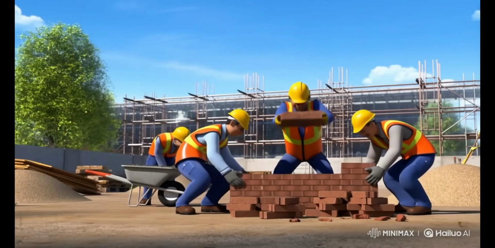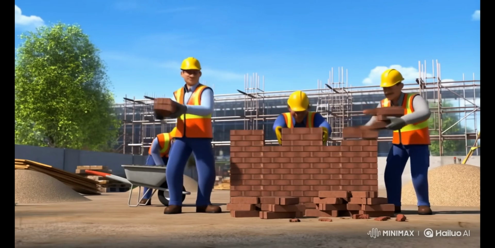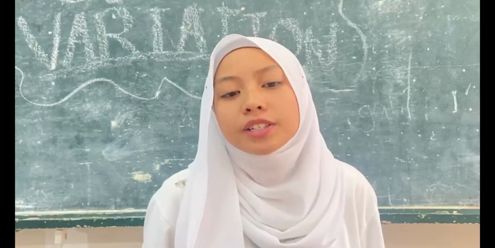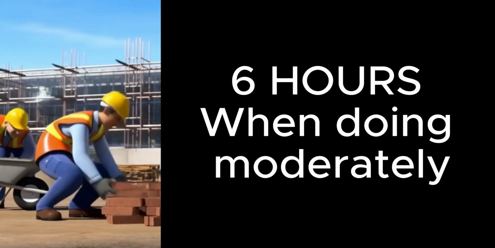Now, let's look at some examples of real-life situations using inverse variation. About workers. A group of workers can finish a job in 6 hours. If they work twice as fast, how long will it take?